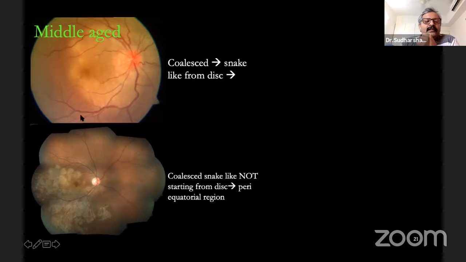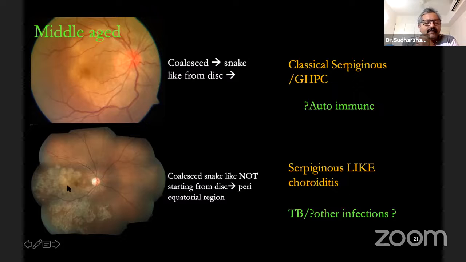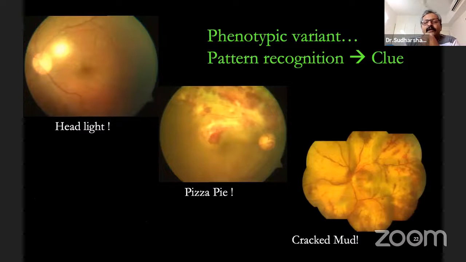Look at this. These are coalesced lesions, snake-like, serpiginous, starting from the disc. This is the classical serpiginous choroiditis. Well, this is again a coalesced lesion, not starting from the disc but from the peripapillary region. This is serpiginous-like choroiditis. So by now we know that looking at this pattern, serpiginous-like choroiditis, we have to treat with ATT along with steroids, while the classical one we need steroids in the initial attempt alone. So pattern recognition is important.